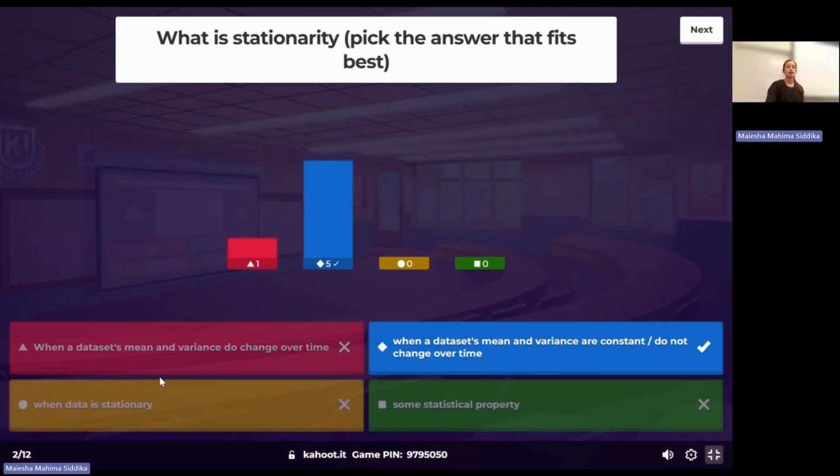So that was a bit of a trick. I said when a dataset's mean and variance do not change over time, so that's non-stationarity.